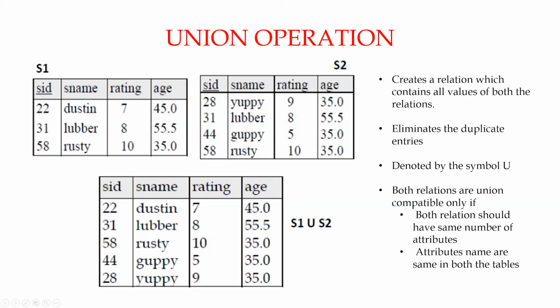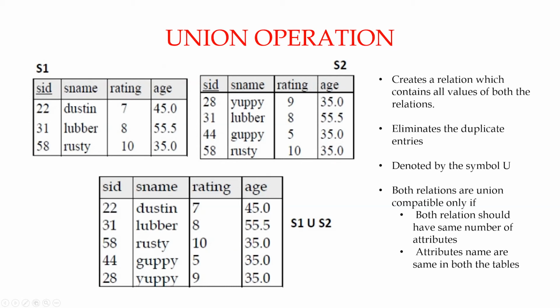So, in order to avoid the duplication, only one entry will be updated in the resultant table. Next, the third entry: 58, Rusty, 10, 35. So, let us check for any duplication in the second table. Is there any data matching here? Yes, the fourth entry is matching with the third entry of the student table. So, there is duplication, so it will avoid the redundancy and display only one entry in the resultant table.